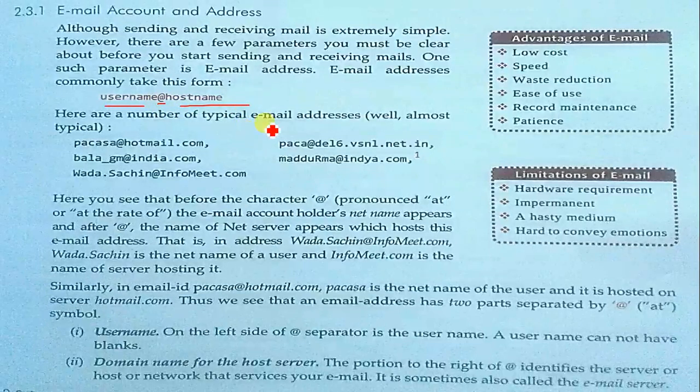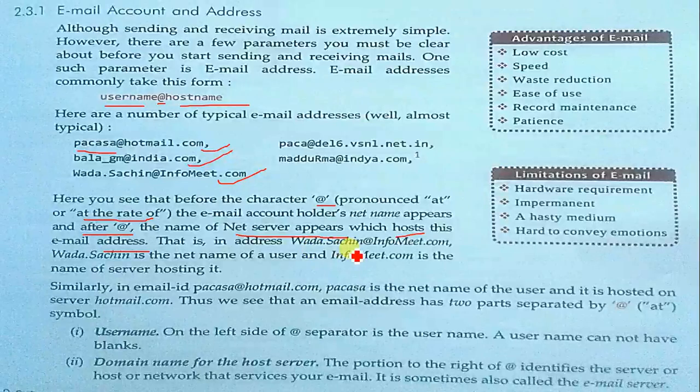Now here are a number of typical email addresses like pakasa@hotmail.com, balagm@india.com, vada.sachin@infomeet.com. These are the email addresses. Here we can see that before the character @, pronounced "at" or "at the rate of", the email account holder's net name appears, and after the @ symbol the name of the net server appears, that is the host of this email address.